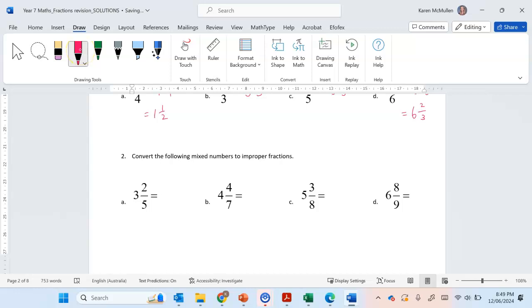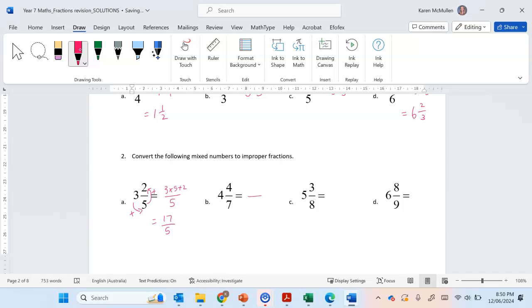All right, so our denominator stays the same, so it's still 5, and we don't need to simplify it. We're only writing it as an improper fraction. So an improper fraction is just having your numerator bigger than your denominator. All right, so we go 3 times 5 and then add the top number, your numerator. So 3 times 5 plus 2. So 3 times 5 is 15 plus 2 is 17, so 17 over 5.